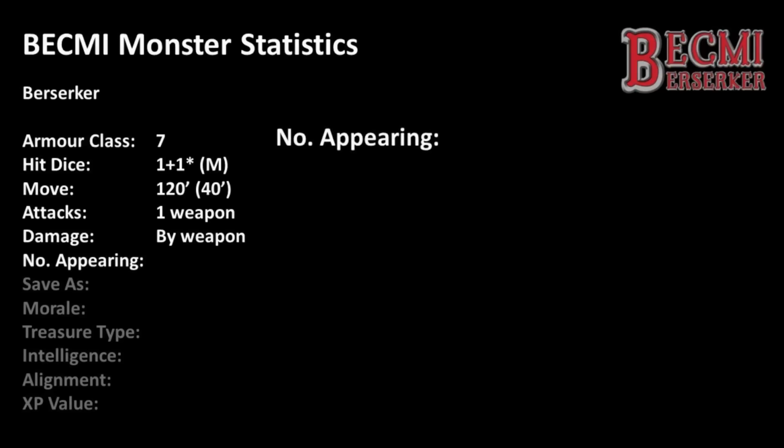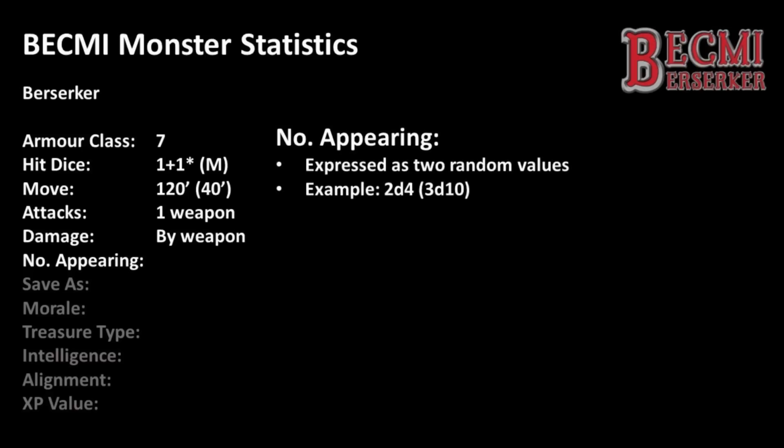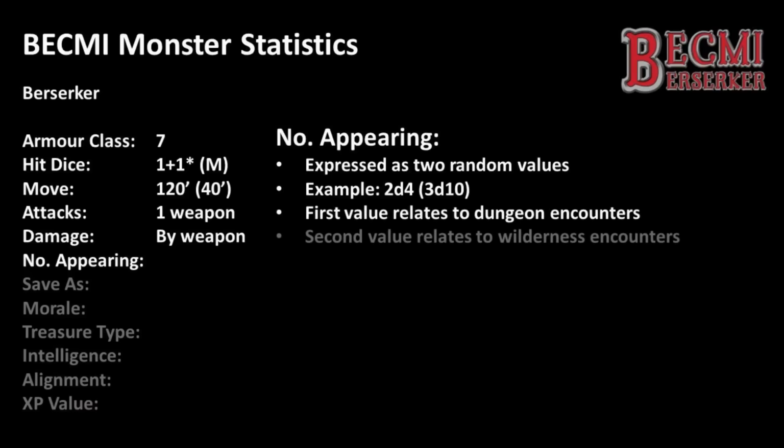The entry at number appearing, often abbreviated to no appearing back in the day, was given as two random values, one in brackets and one outside. The first value was to help a dungeon master determine how many monsters of this type were encountered in a dungeon. The second was for when monsters were encountered in the wilderness.